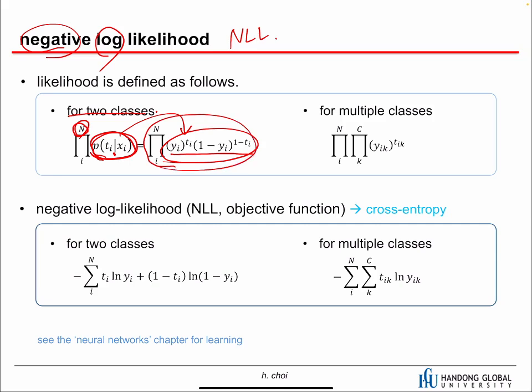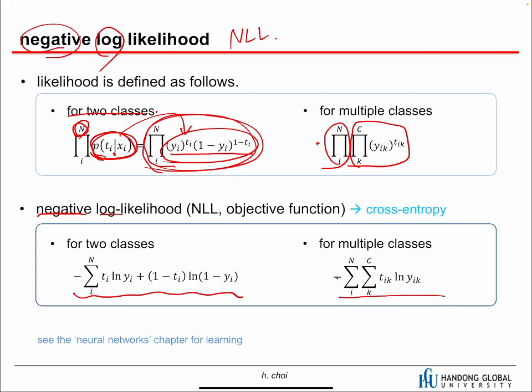When it is a multi-class problem, we saw this in the previous slide, and we just multiply this probability over all the samples. This is the likelihood for the multi-class problem. Then, as I said, we take the negative log likelihood. If we take a log and then the negative, we get this one. This is our objective function.